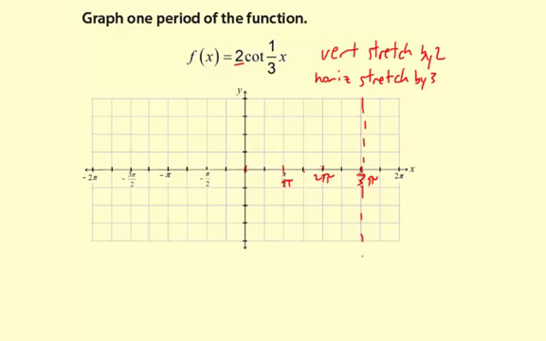Okay, now halfway between 0 and 3 pi is 3 pi over 2. So right there, I'm putting a 0 at 3 pi over 2. Okay, now the key point is going to be halfway between the asymptote and the 0. That's going to be right here. And because of the vertical stretch by 2, I know it's going to go up 1, 2. So right there. Same type of thinking on the other side. Halfway between the 0 and the asymptote is going to be right here. And then I'm going to go down 2.